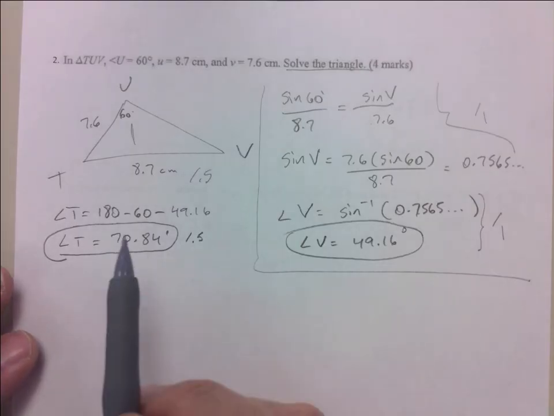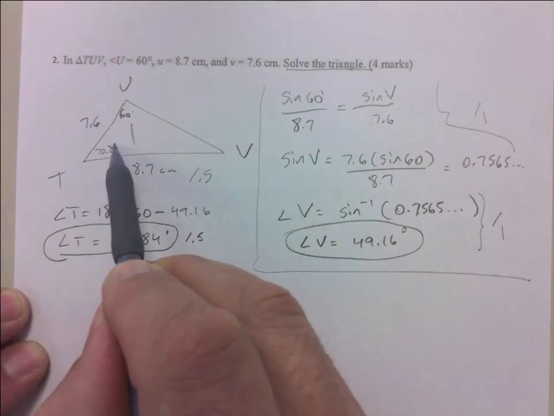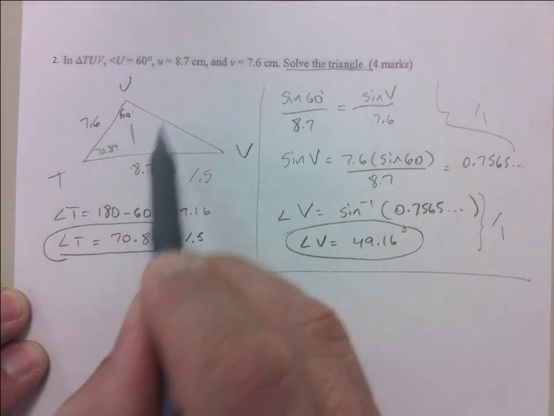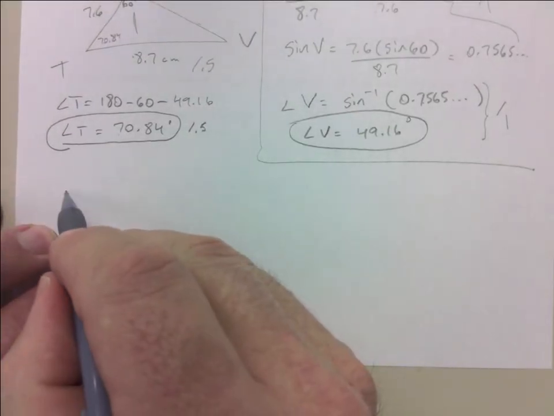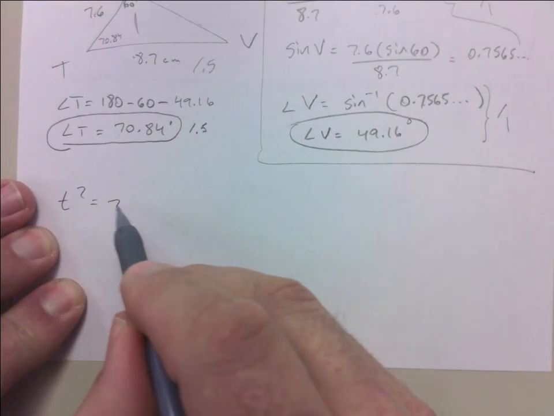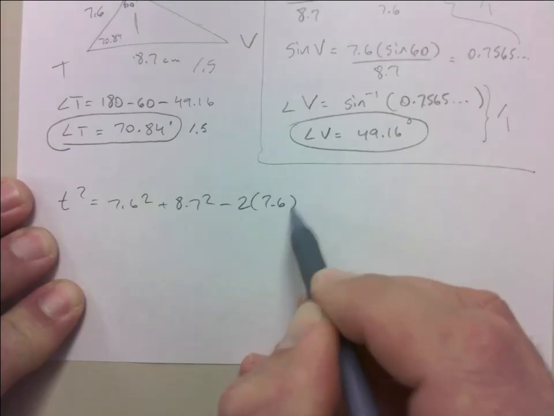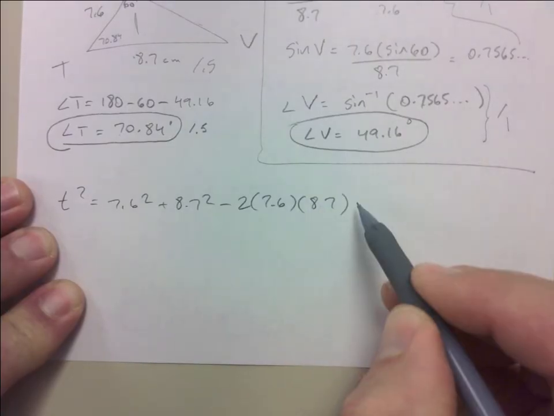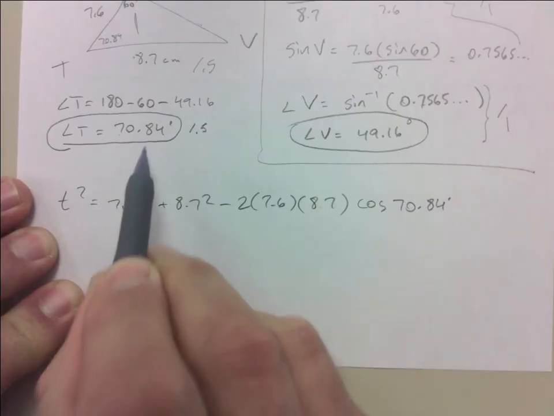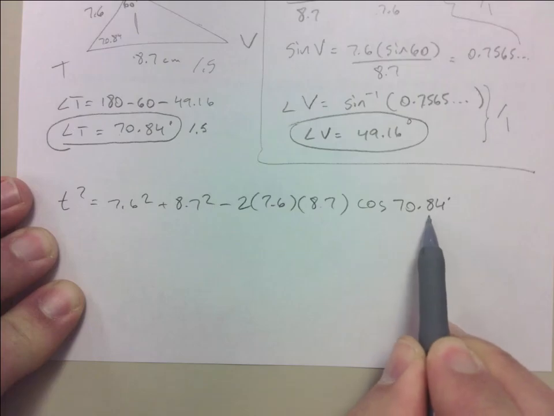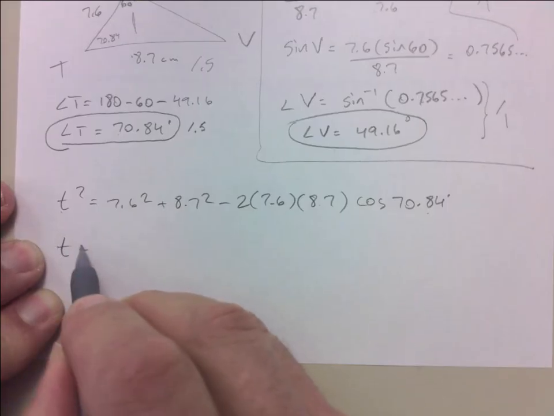And now you decide what you want to do. I'm going to go with cosine law. So T is right here, 70.84. I'm going to go SAS here and solve for that side. Let's see if you got the same thing if you use sine law. So 7.6 squared plus 8.7 squared minus 2 times 7.6 times 8.7 times cosine of 70.84. I'm using this angle, which is angle T, and that should be across side T, and that's going to solve for it.